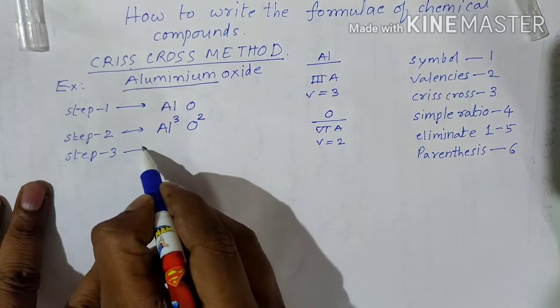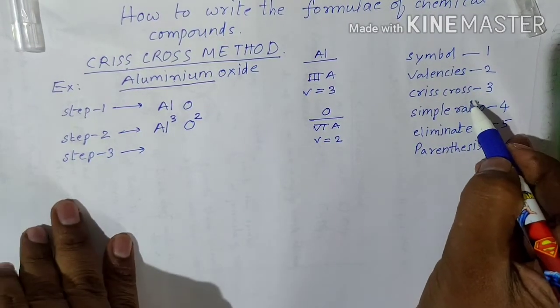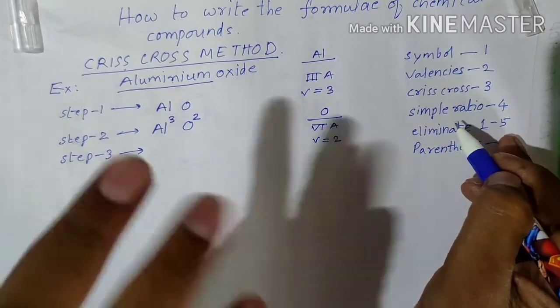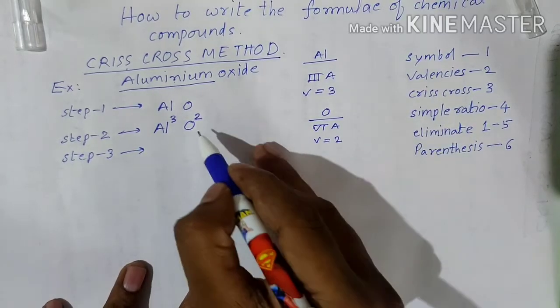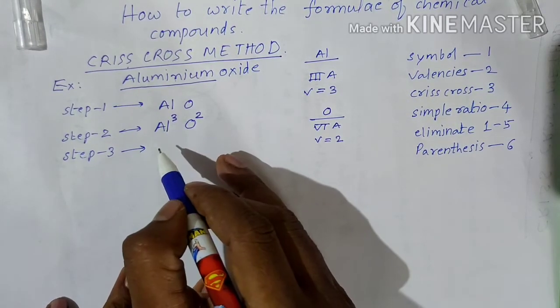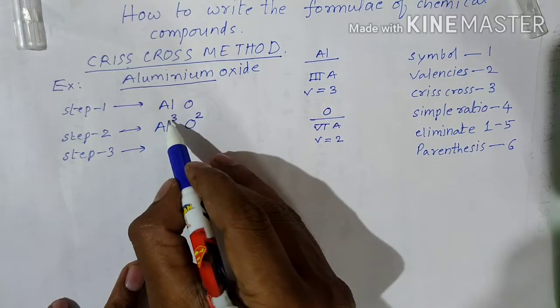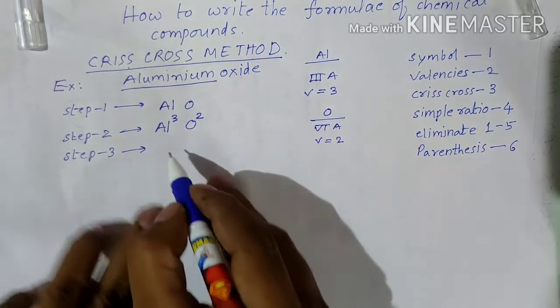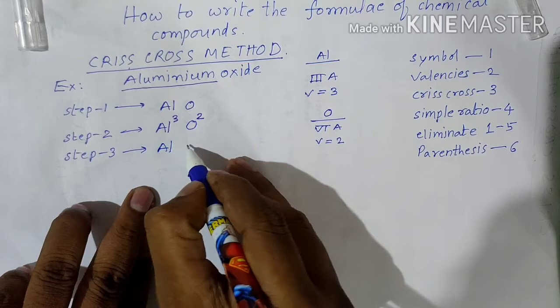In the third step, what is the third step here? We have to crisscross the valencies. That means we have to interchange the valencies. That means write the valency of oxygen at the subscript of aluminum and write the valency of aluminum at the subscript of oxygen.